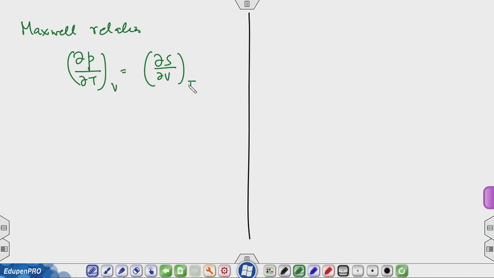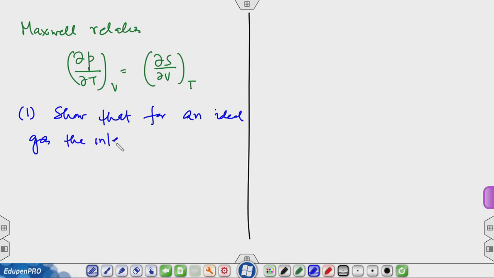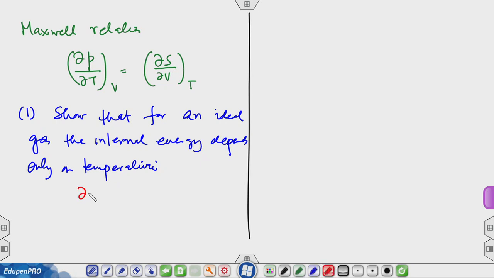So first I'm going to use this to show that for an ideal gas, the internal energy depends only on temperature. To show this, if I can show that the partial derivative of U with respect to V at constant temperature is 0, then we have proved it.